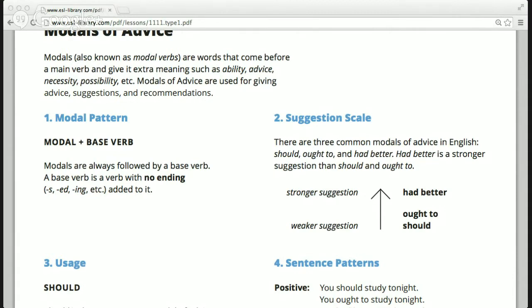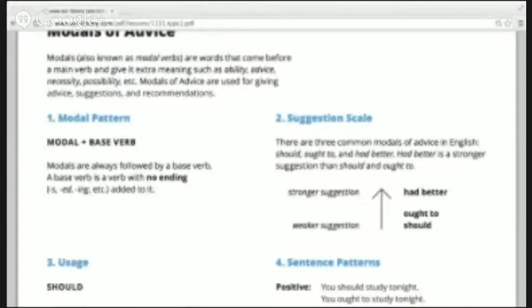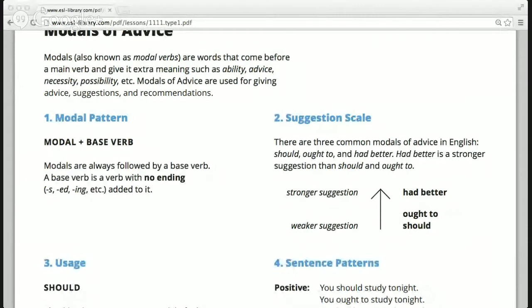Okay, with no ending added to it, like an S or an ed, ing. Also, when we say base verb, for example, infinitive would be like to see. We have the preposition to on there. The base is going to be without anything. It's just going to be see.